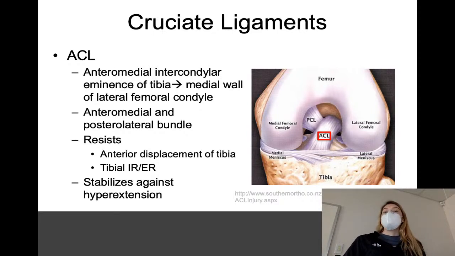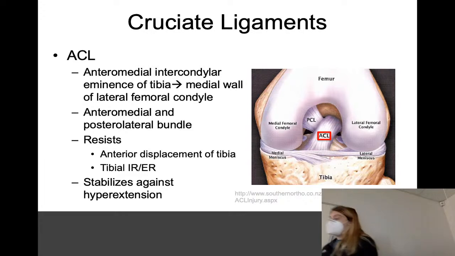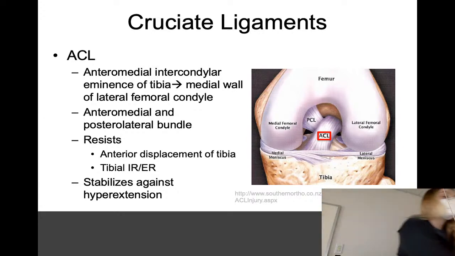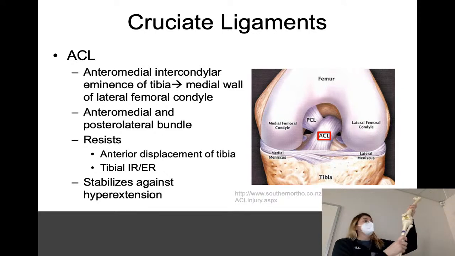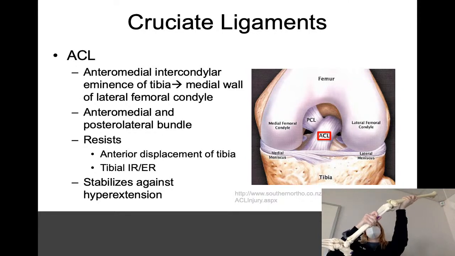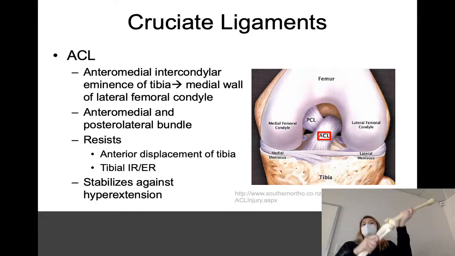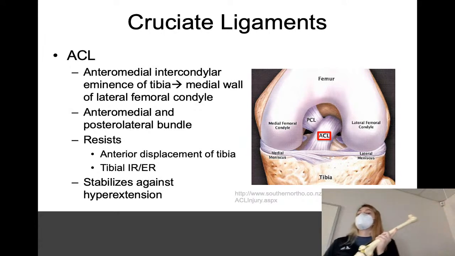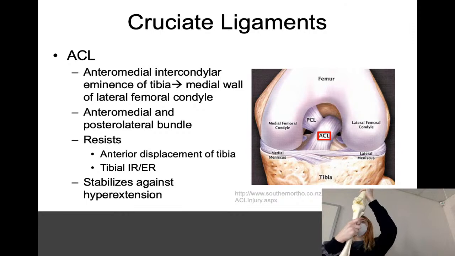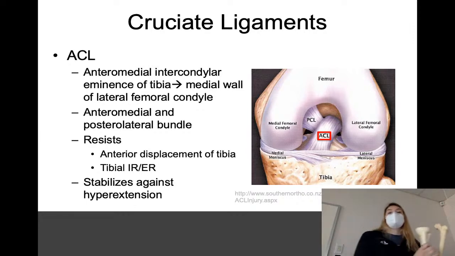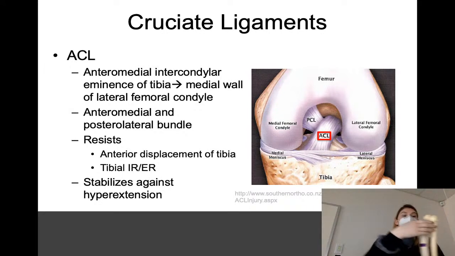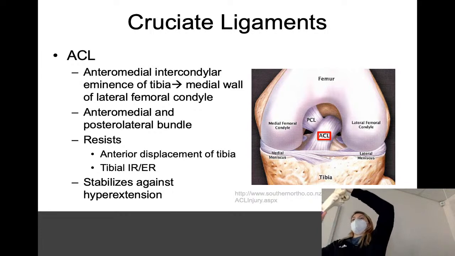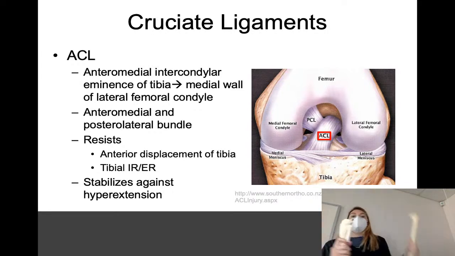So the ACL is going to resist anterior displacement of the tibia. So what that means would be the tibia coming forward. So it's going to resist this from coming forward, just coming out anteriorly. So if I put this together again, it's going to resist this motion coming forward. It also is going to resist tibial internal and external rotation. So that would be rotating this part kind of in and out. And it's going to stabilize against hyperextension. So that would be, because this is kind of locked out, going this direction, overextending that knee.